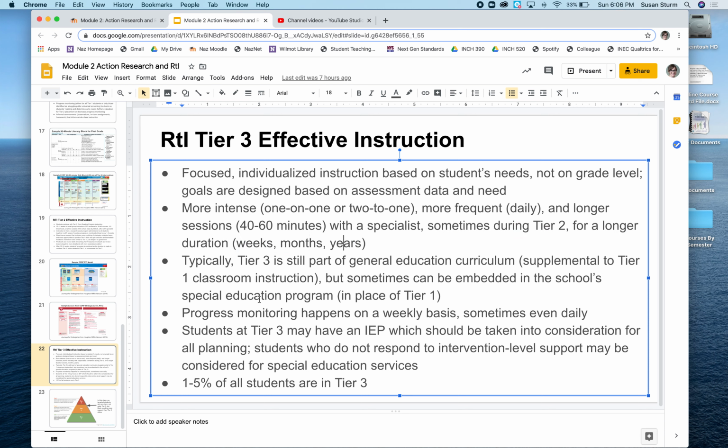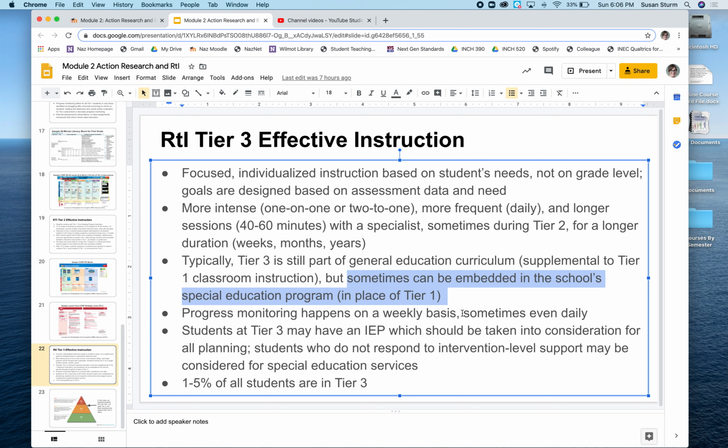Typically, tier 3 is still going to be part of your gen ed curriculum. It is supplemental to your tier 1 instruction. So those kiddos are still taking your tier 1 block. They're still in your whole class, and then they get pulled out for this intervention later. But sometimes these students are in your school's special education program, and they're getting this supplemental instruction instead of tier 1. They're getting focused, individualized instruction every single day.